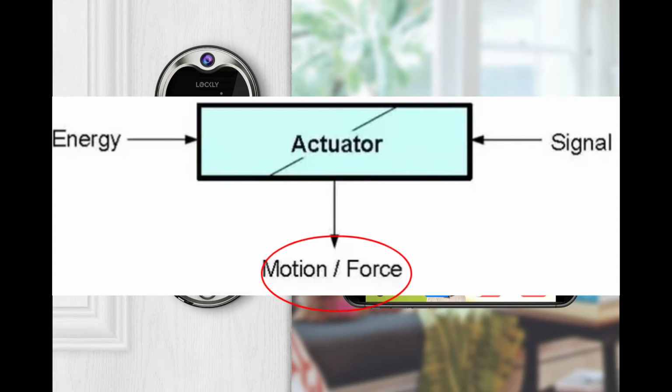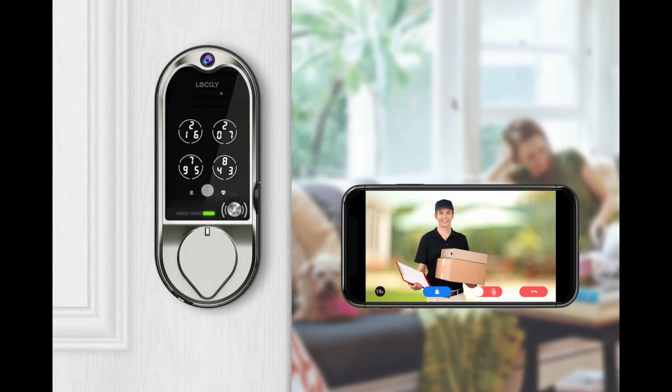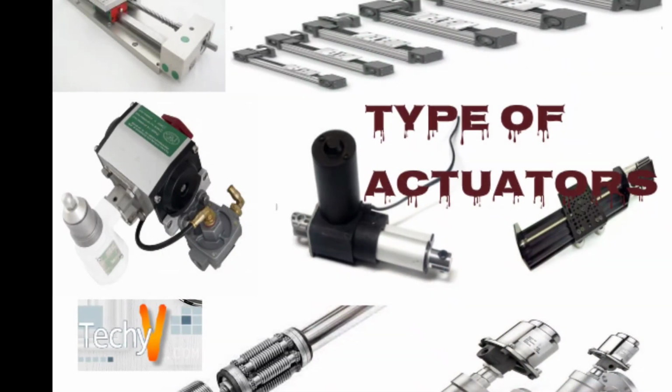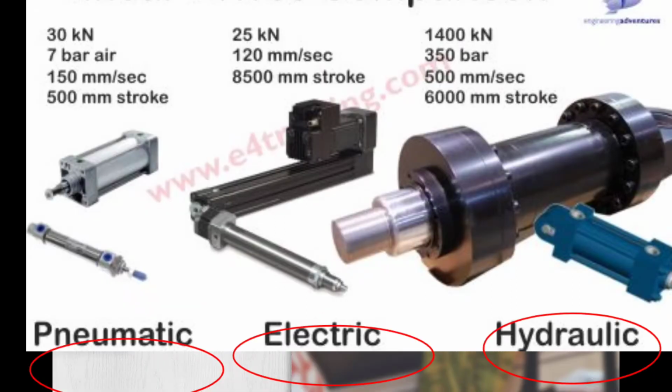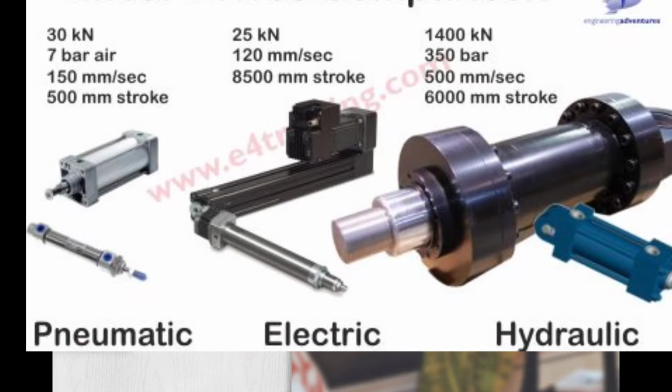On the basis of which form of energy it uses, there are different types of actuators. First one is hydraulic actuators, second is pneumatic actuators, third one is electrical actuators, and there are magnetic actuators too, but we are going to discuss only three types of actuators here.